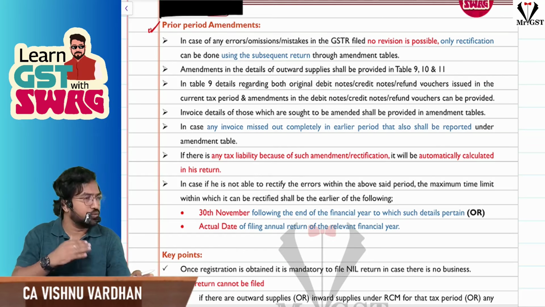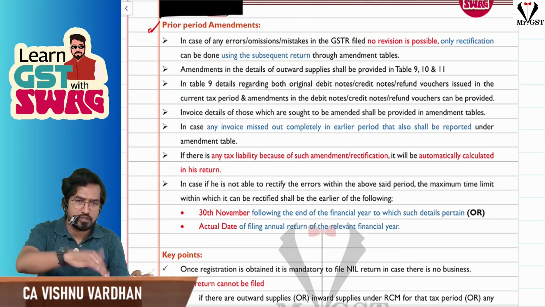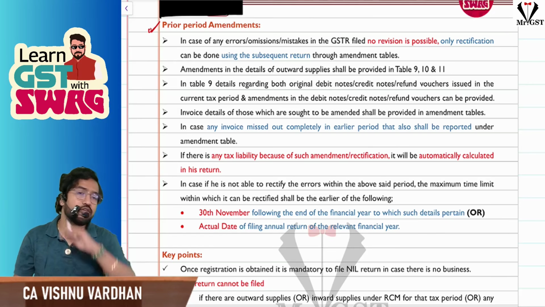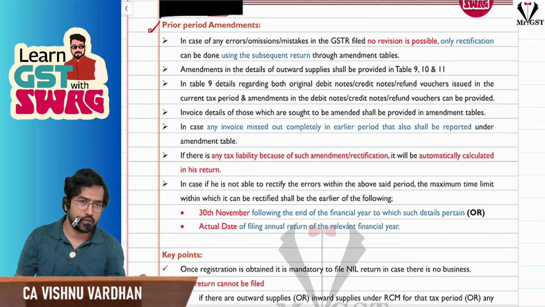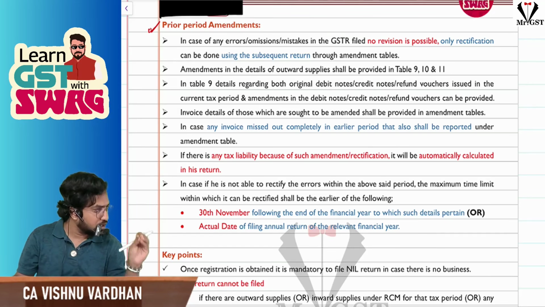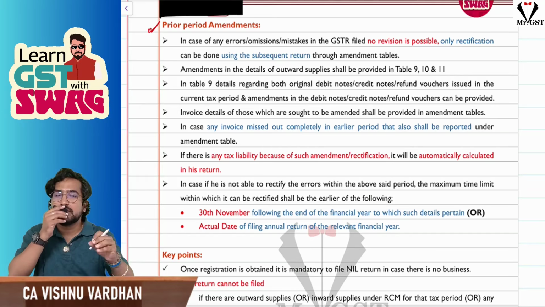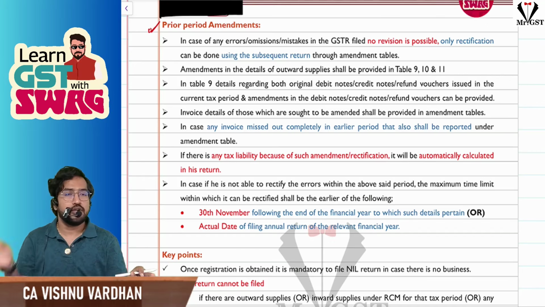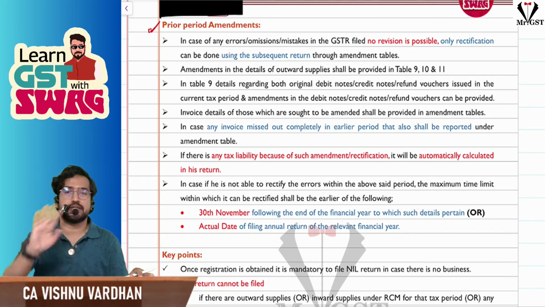Any mistakes you make, maybe invoice details wrong or missed out, whatever it is, if you want to make a correction, you need not file an entire revised return for June. For June month, whatever mistakes you have made, you can happily rectify them in the July month return.